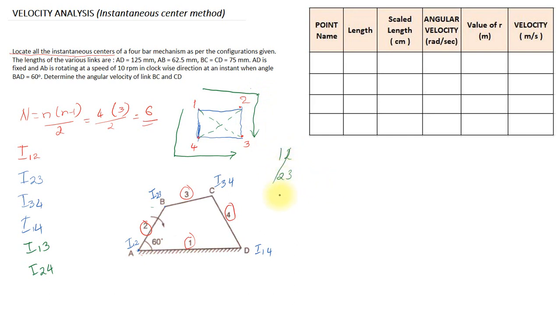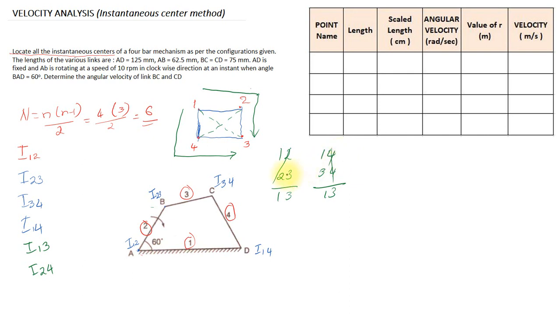From this you will be getting I13. In a similar manner, here I14 and I34, that means I14 and I34, you will get I13. Same, I am cancelling the same. So this is a simple technique that you can follow.